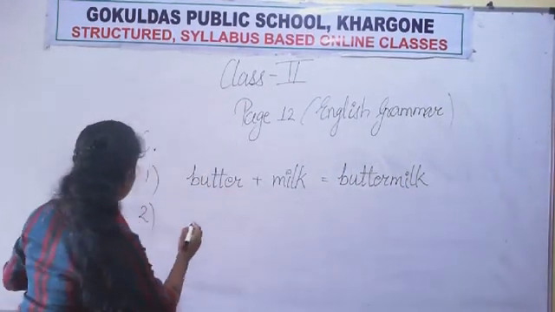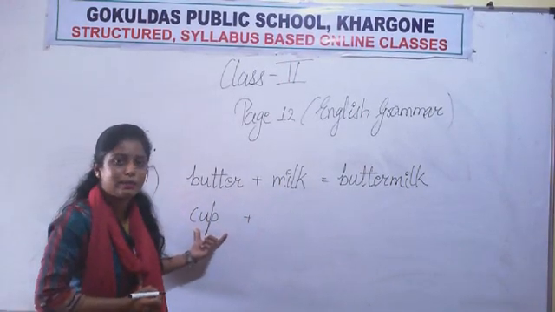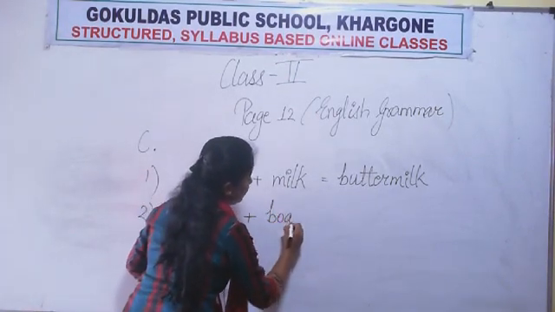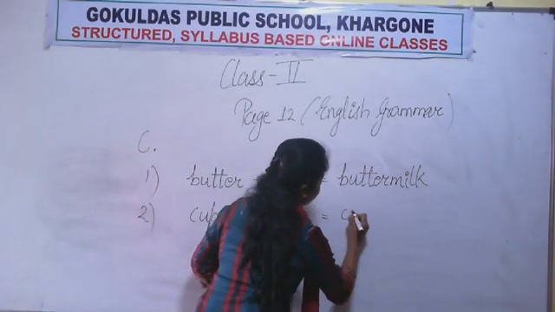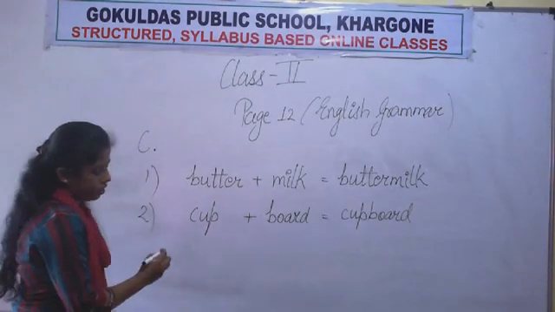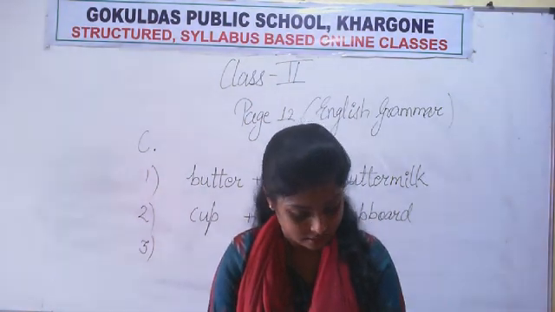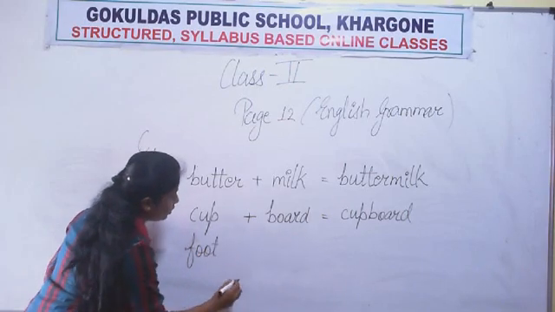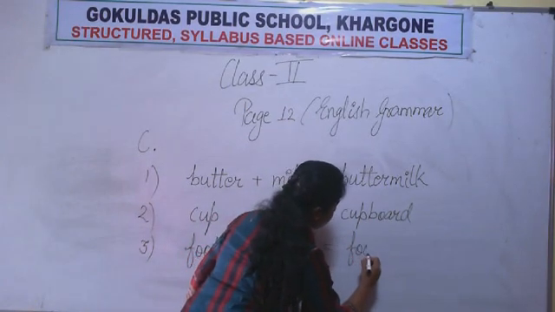I can't draw the pictures all the time, so I am writing the spellings, I am writing the words. Cup plus board. And after adding these two words, what do we get? Cupboard. Next question: a foot is there and a ball is there. Very easy. Foot plus ball. So what do we get? Football.